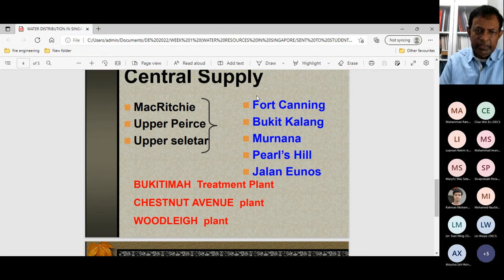The Orchard area gets its water from Fort Canning service reservoir. These service reservoirs are located at elevated locations because they must provide hydraulic pressure for the water to move into the distribution piping. So the central supply is this.